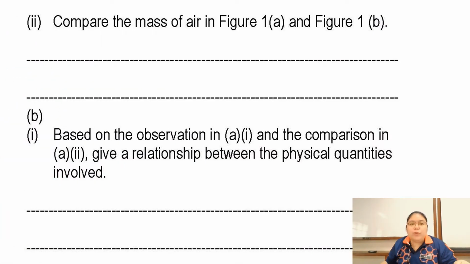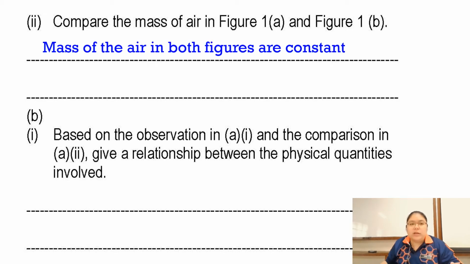Okay, now we need to compare the mass of the air in figure A and also figure B. You need to compare balloon with balloon, and capillary tube with capillary tube. We cannot compare a balloon and a capillary tube, they are different things. So if I compare figure 1A and 1B, suppose the mass is unchanged. Mass is always constant, so the mass of the air in both figures is constant.